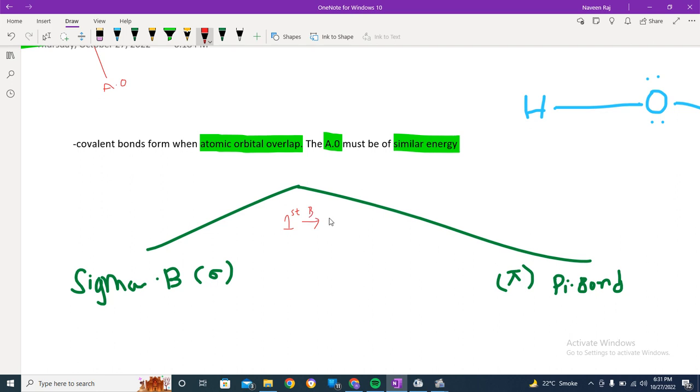The first bond would be sigma always. The second and third bond formed can be pi. Do remember this, quite an important concept, very important. The first bond would be always sigma, whatever the case in a covalent bond, and the second and third are pi.